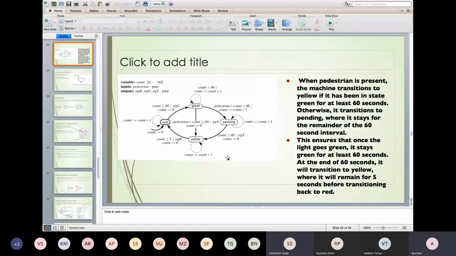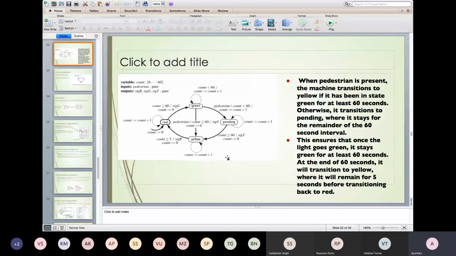Ma'am, one more question. In this green to pending transition, you said that we have put count equals count plus one, so the count keeps on increasing until it reaches 60. But ma'am, is it actually required? Because as soon as we reach pending, then also we are giving count equals count plus one.